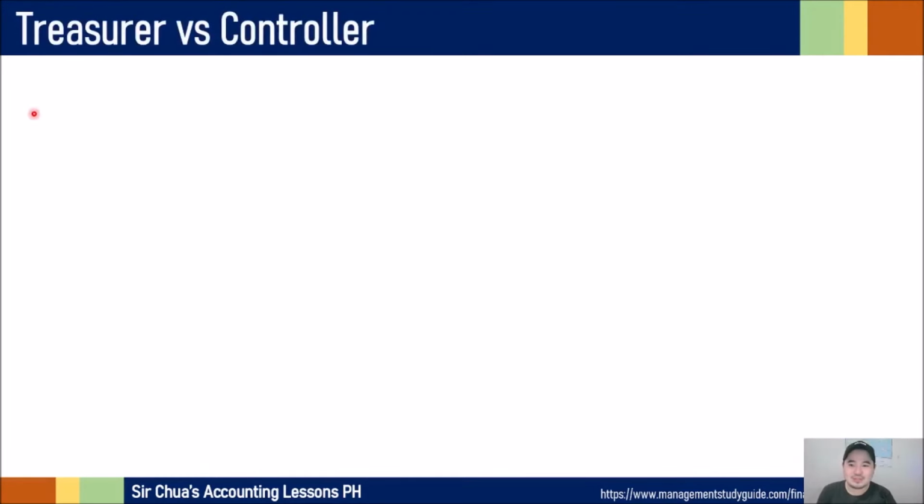Now, let's differentiate a treasurer versus a controller. When can you say that you are a treasurer, and when can you say that you are a controller?